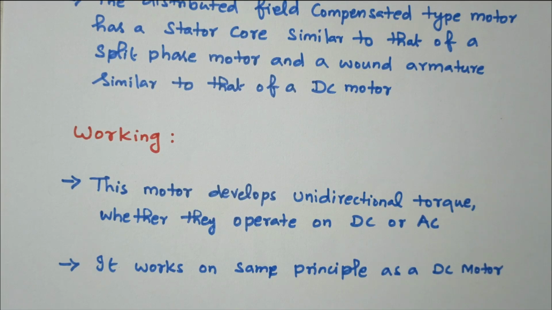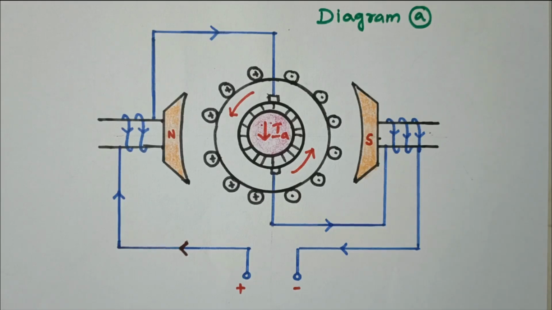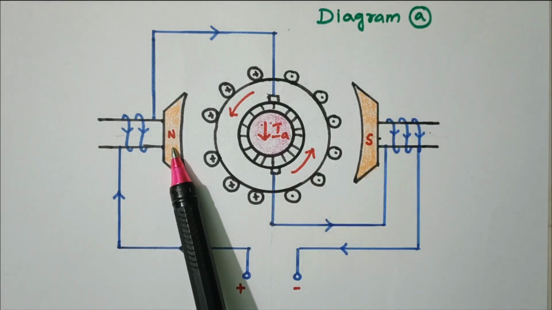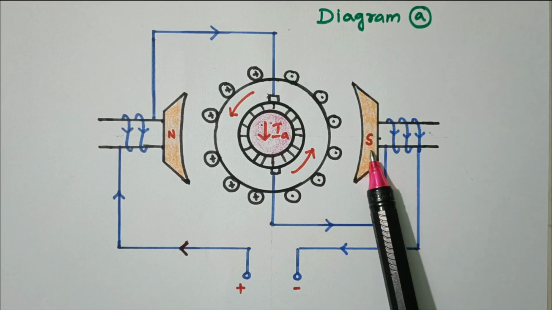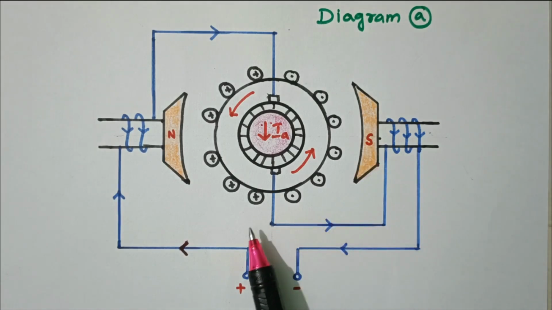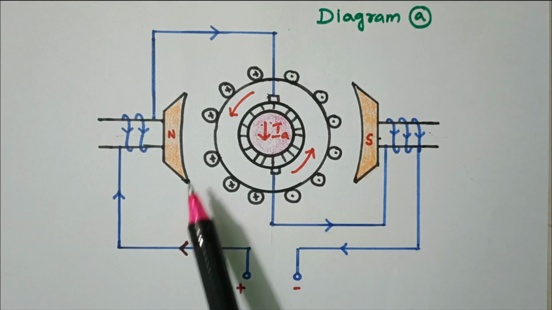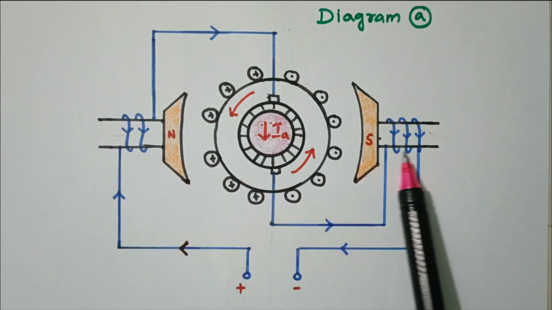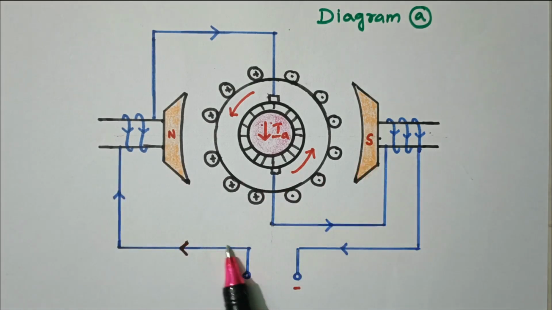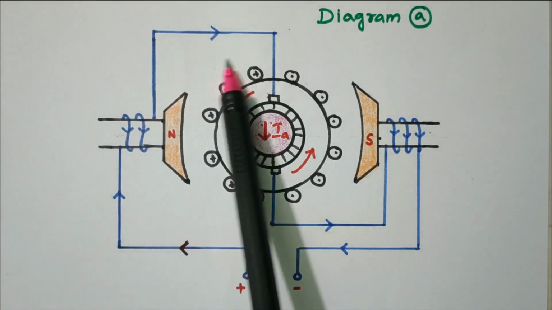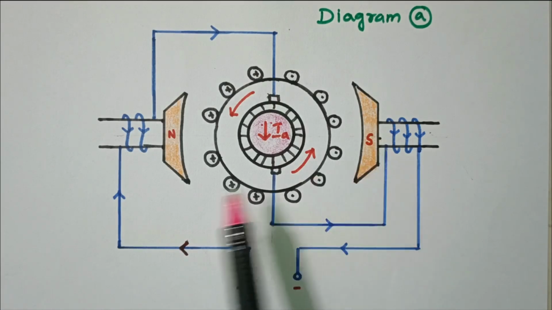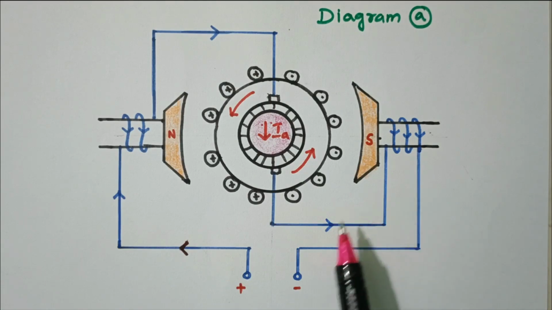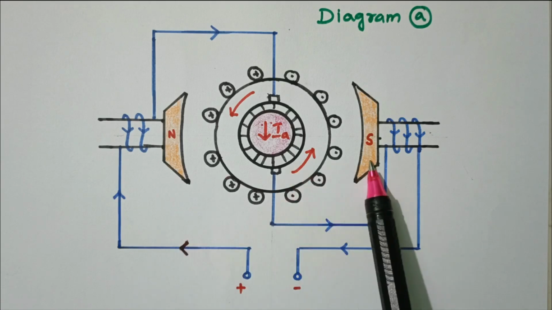Now we'll see the diagram. Refer to diagram A. On the left hand side the N pole is created, on the right hand side the S pole is created. This is during the positive half cycle of the AC supply. When AC supply is given, what happens? N pole will be created on the left hand side, S pole on the right hand side. The current flows through the N pole, then armature, then S pole, from left to right. This is the position of N pole and S pole during the positive half cycle of the AC supply.